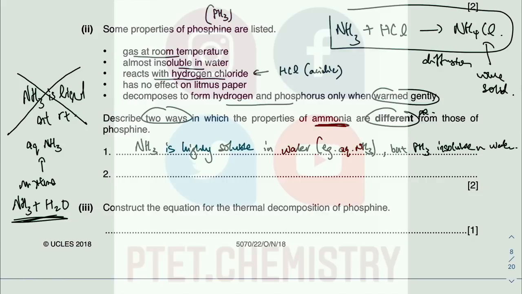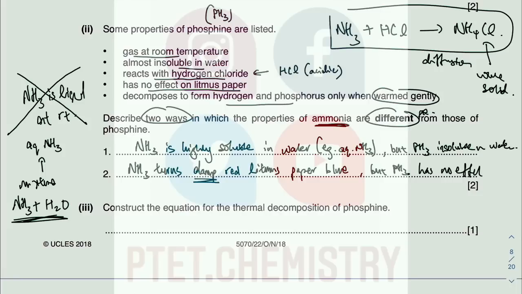The next bit is probably one thing you can tell straight away. NH3 turns damp red litmus paper blue. In case you don't know, you need to damp, DAMP refers to you need to wet your red litmus paper a little bit with water, otherwise it might not turn color readily. So it's alkaline and will turn red litmus paper blue, but PH3 has no effect on litmus. That's what it says there.